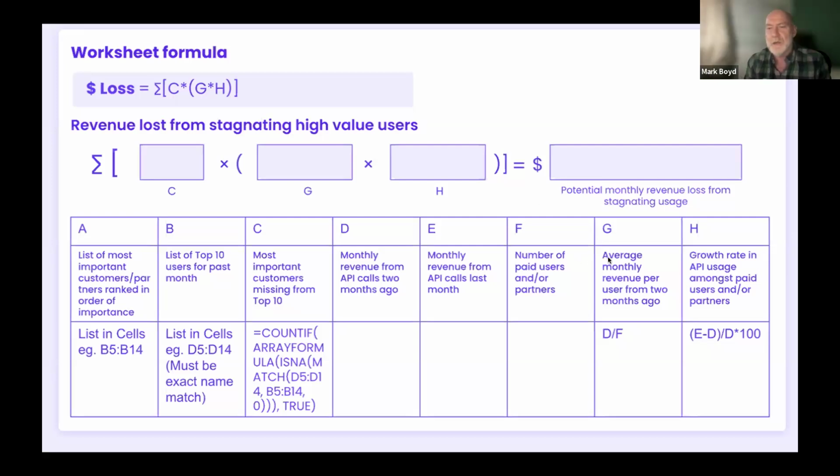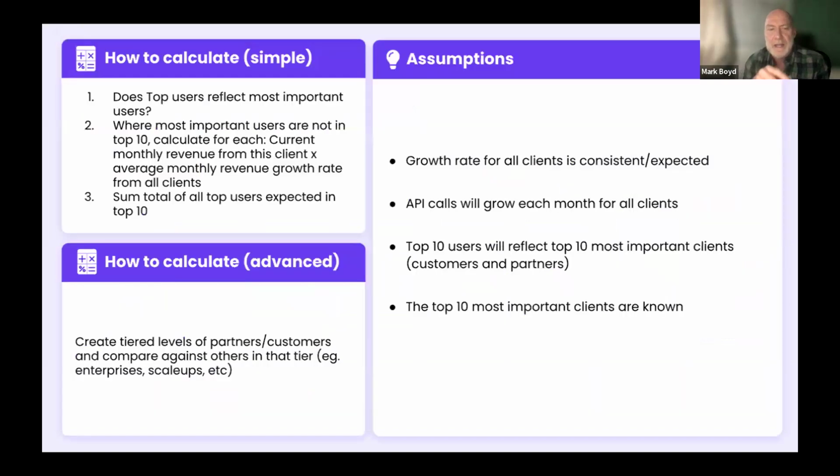And now what you want to do is look at your average monthly revenue from 2 months ago, multiply that by your monthly growth rate for your API growth, and that's how much potentially your most important customers are stagnating. And so that shows what you're missing every month, because they're not keeping up with growth.